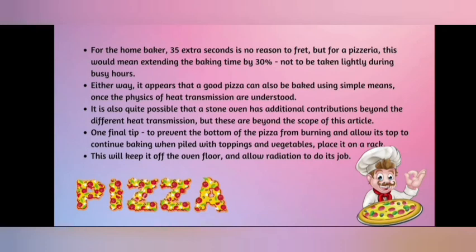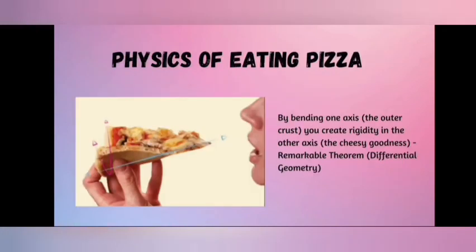That's all about the physics involved in pizza, and next we are going to see the physics of eating pizza. We have to eat pizza in such a way, by bending one axis so that you create rigidity on the other axis. So we have to eat pizza in this manner, and this is called the remarkable theorem from differential geometry. I wonder that we have to eat pizza in such a way, and hereafter I'm going to follow this, and I think you will also follow this.